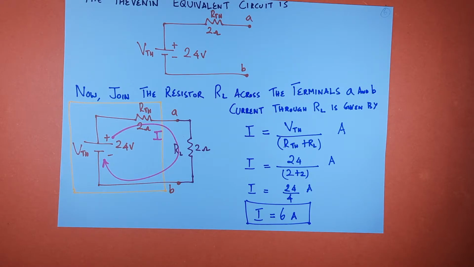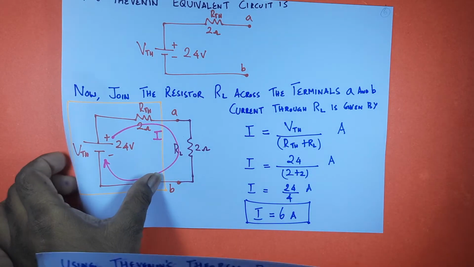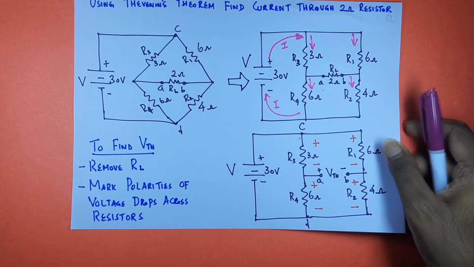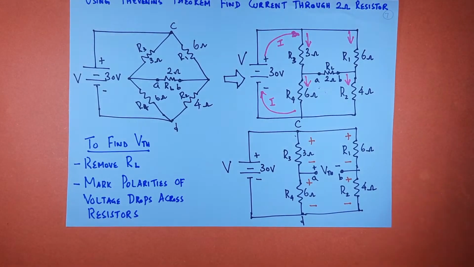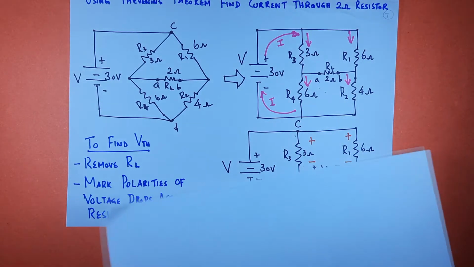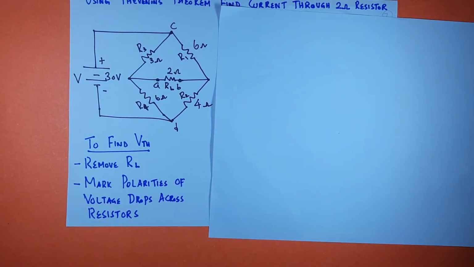Next, we will again work out the Thevenin equivalent circuit, or Thevenin's theorem, but this time with a little bit more complex circuit. It is a bridge network, or bridge circuit. Using Thevenin's theorem, find the current through the 2 ohm resistor. So it is a bridge network.